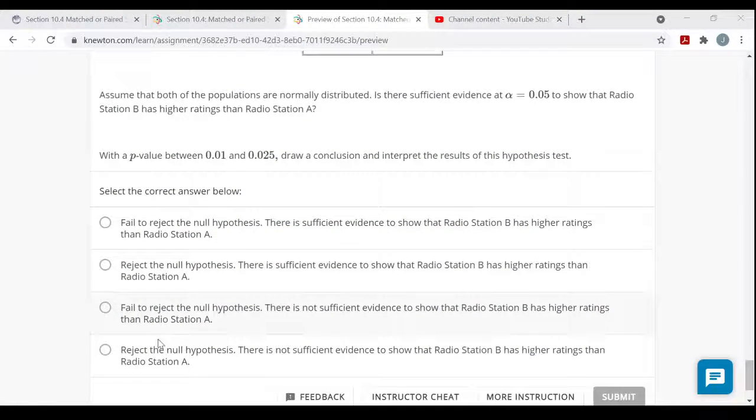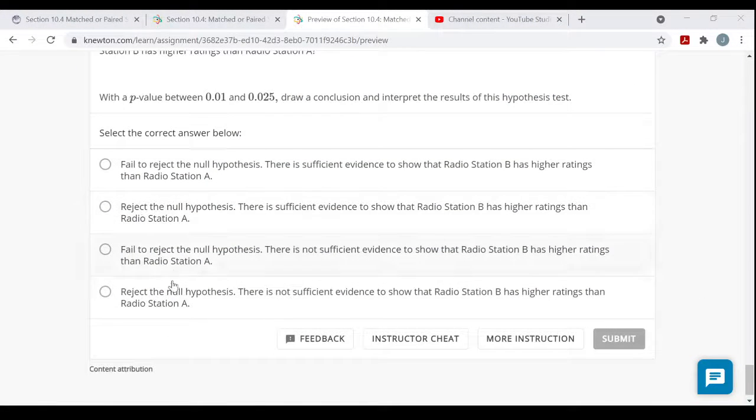So again, we reject the null hypothesis. So it's either this second one or this fourth one. And then, this one says that there is sufficient evidence, there is enough evidence to show that radio station B has higher ratings than station A. That's exactly what I was saying earlier. That's what we're supporting if we're rejecting the null.